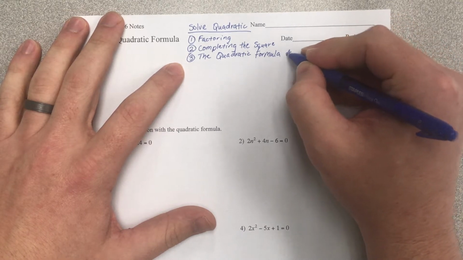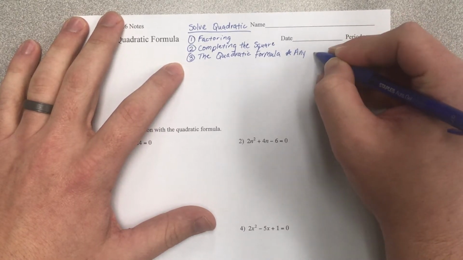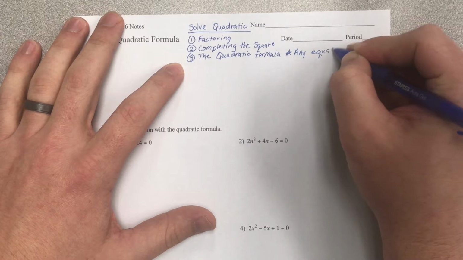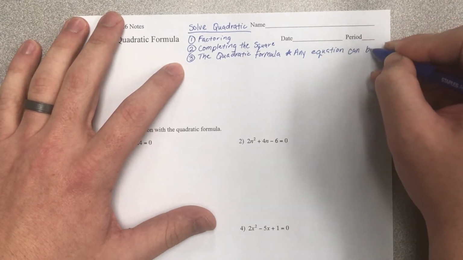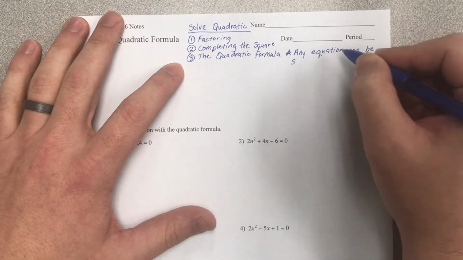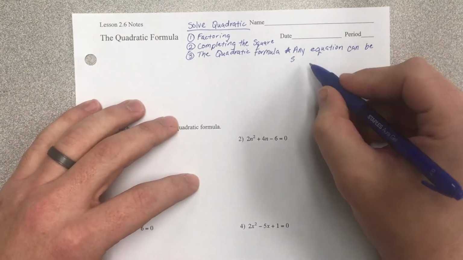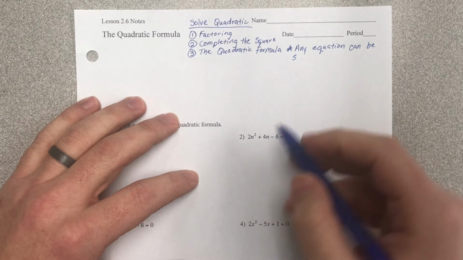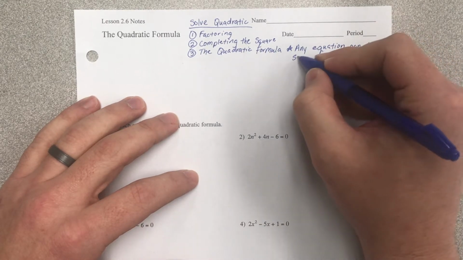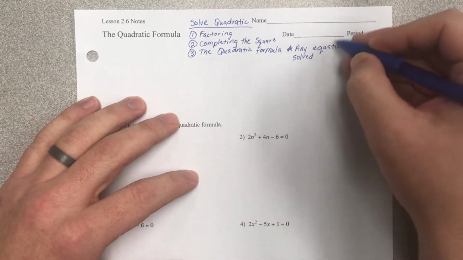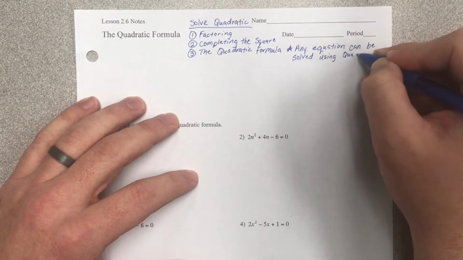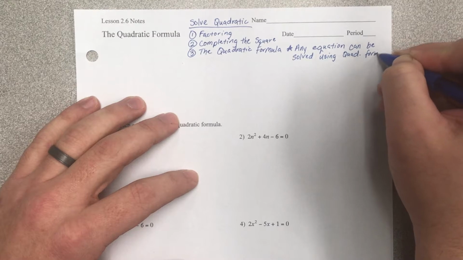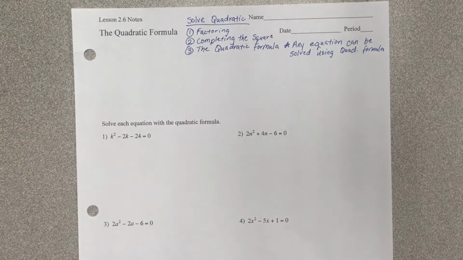So any equation, it doesn't matter what it looks like, what the numbers are, any equation can be solved. And when I say any equation, I mean any quadratic equation, meaning it has a square. Any equation can be solved using the quadratic formula. So just kind of wanted to throw that out there.